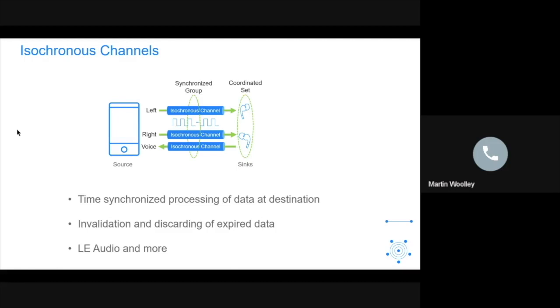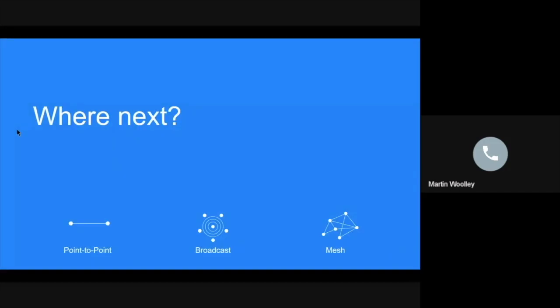And LE Audio is the first major application of Isochronous Channels. We anticipate more will come, and hopefully you'll see some of this in the world of Android at some point in the future. So where next? If you found any of this at all interesting, if any of you are still out there, it's very weird not being able to see you. Let me just point you at some things that you could go download and play with and read and explore and fill in some gaps and take your learning to the next level.